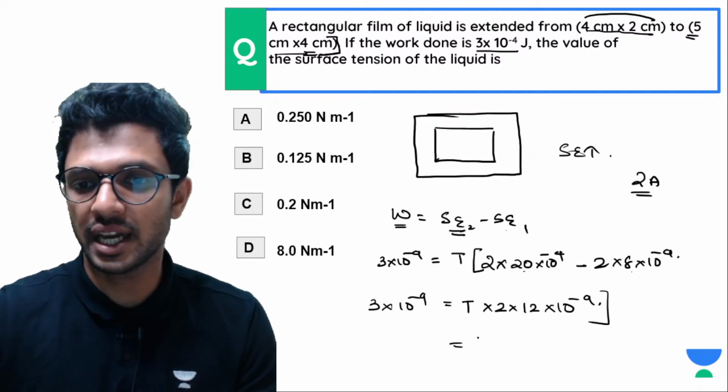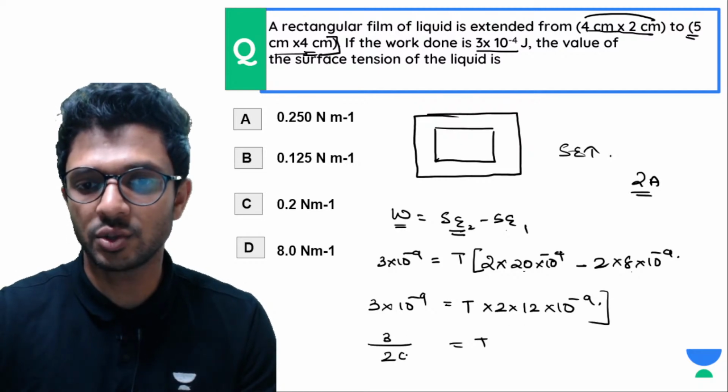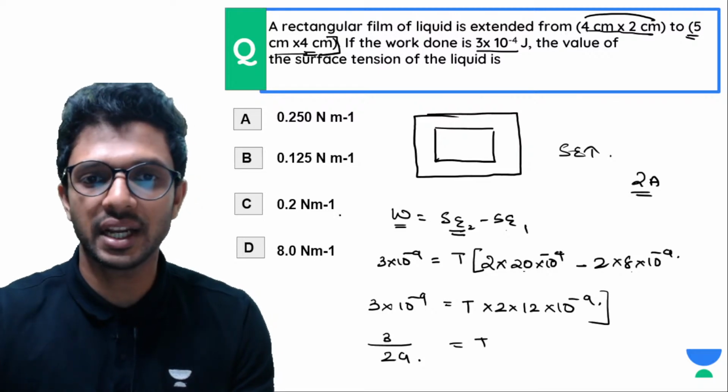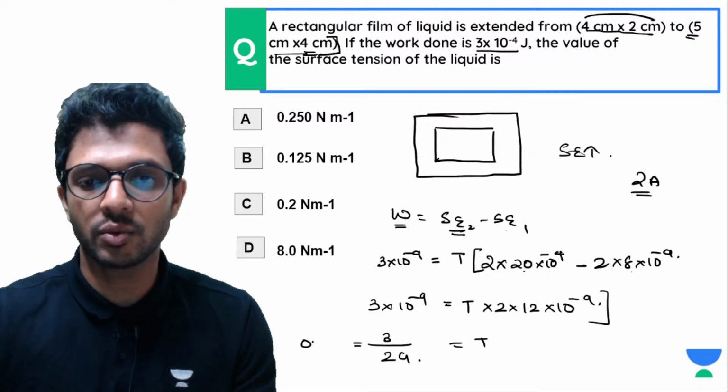10 power minus 4 cancel. Surface tension is equal to 3 divided by 12 into 2, that is 24. And how much are we going to get? We will get the answer as 0.125.